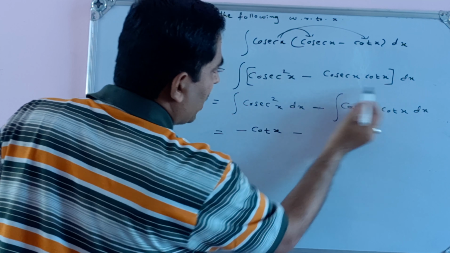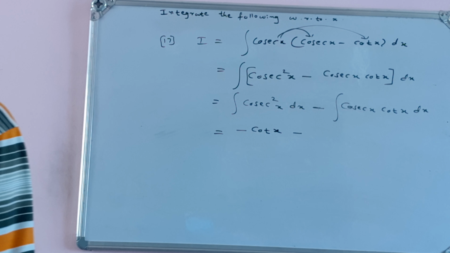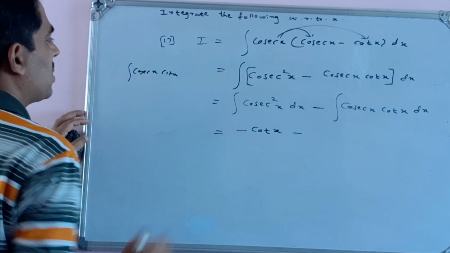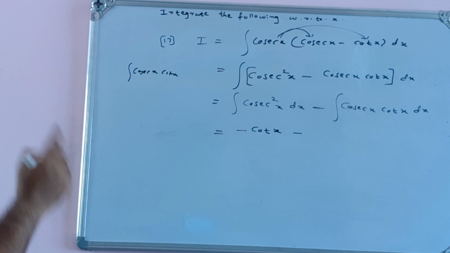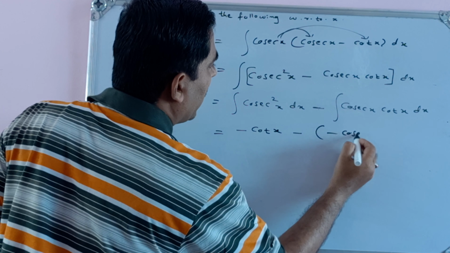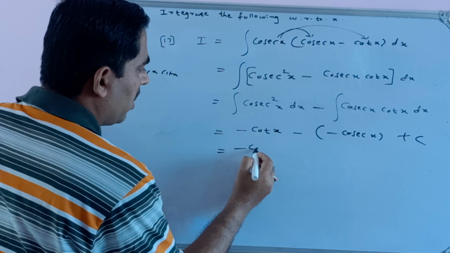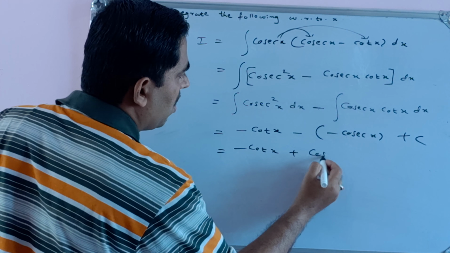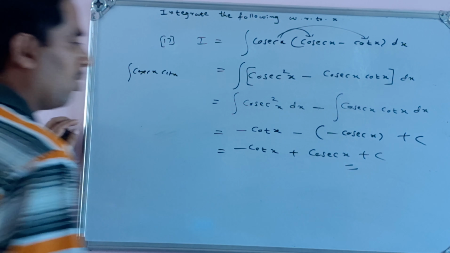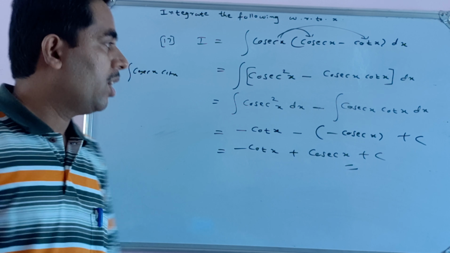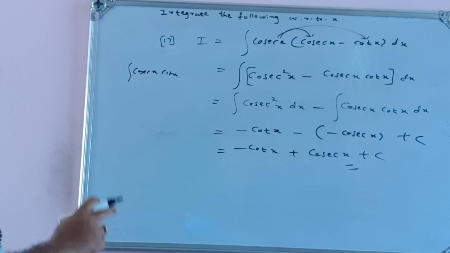Now, what is the formula for integration of cosecant x into cot x? Integration of cosecant x into cot x will be minus cosecant x. Then I will write minus cot x as it is. Minus into minus, it will be plus cosecant x plus constant of integration. So this is over. If we remember the results which we have discussed earlier in our classes, all the problems will be very easy. So this gives me the answer as minus cot x plus cosecant x plus constant of integration.